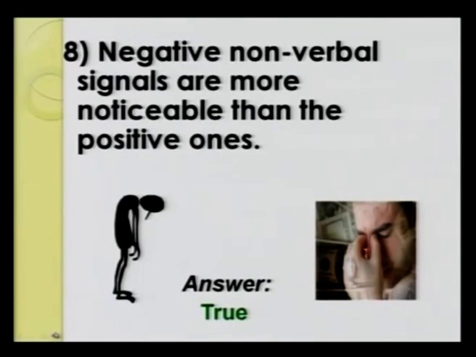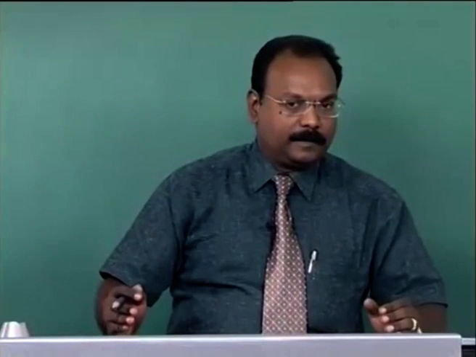Eighth one, negative nonverbal signals are more noticeable than the positive ones. True, 1 full mark to this. So, things like you are sorrowful, sad, it's not that easily controllable. You are angry, especially, you cannot control that easily. You are depressed, you cannot control that easily.